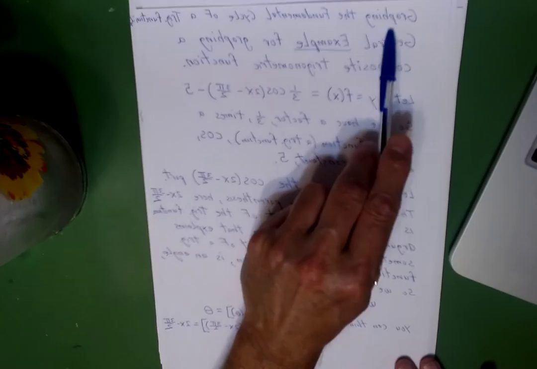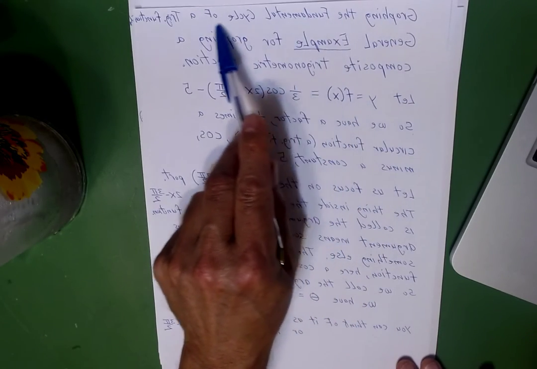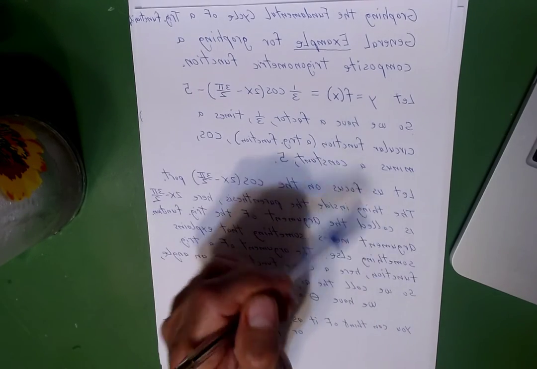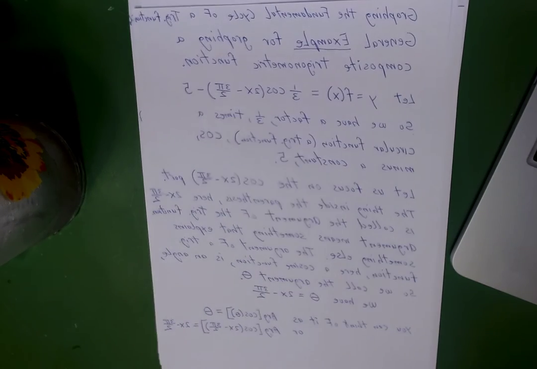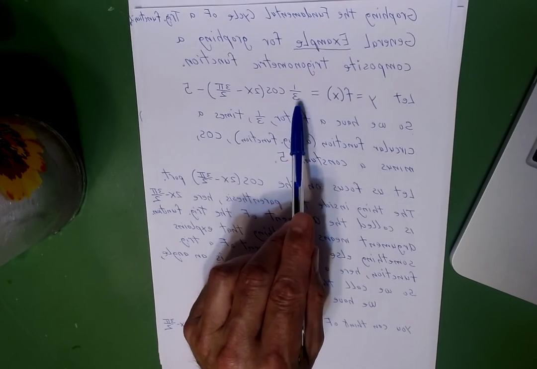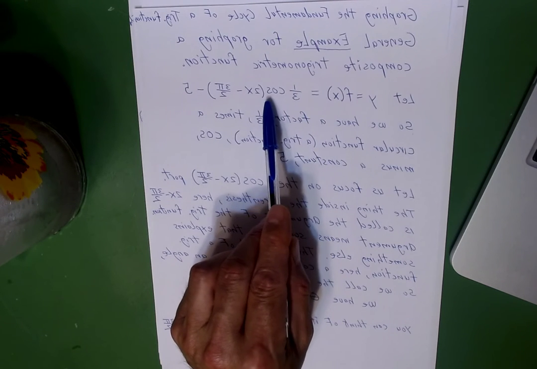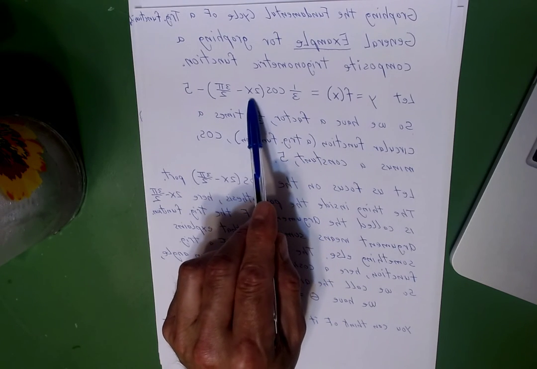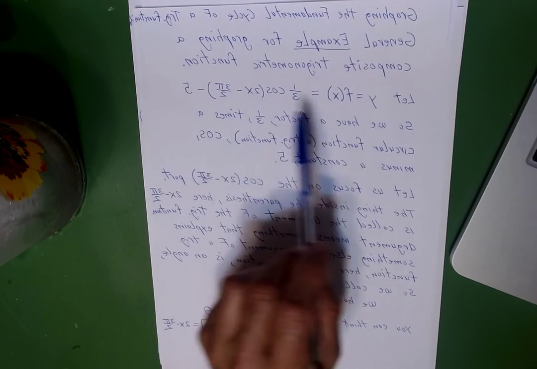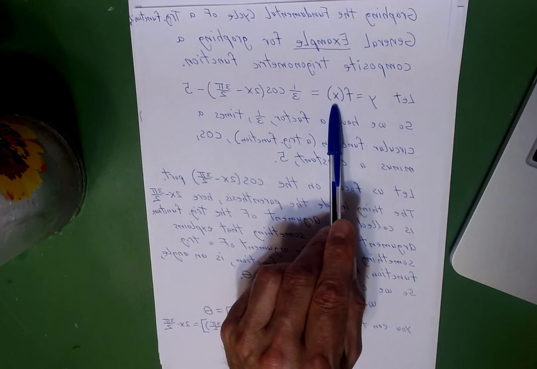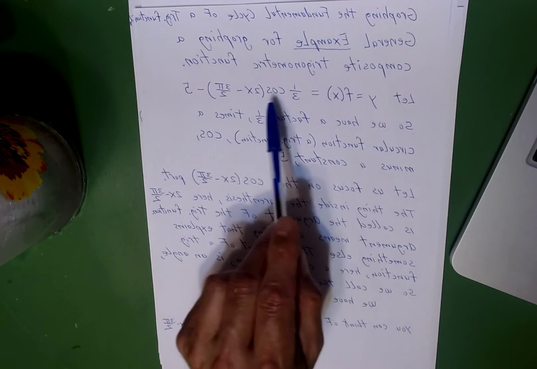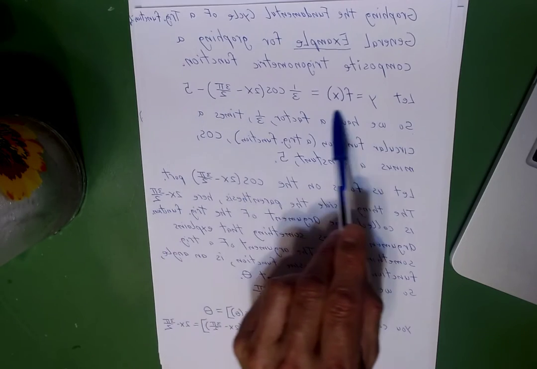So what we're doing is graphing the fundamental cycle of a trig function, okay? And this is a general example about how to go about doing that, but we're using a particular function here. So it's 1/3 times cosine of the quantity 2x minus 3 pi over 2, minus 5. That's f of x, which is the same thing as y, right? So this is the function that we want to graph.